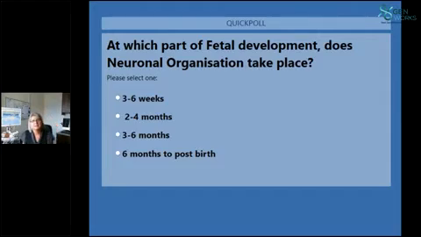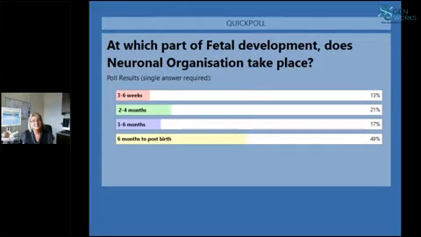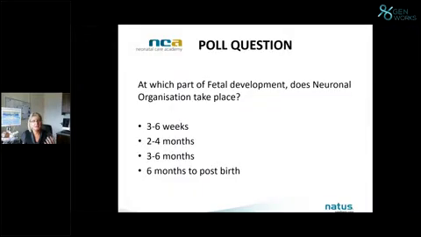So again, I'm going to close the poll for the sake of time and share the results. And actually, if we think back to that slide we just showed, it is 6 months to post-birth when most of the organisation is actually taking place. So half of you really got that correct, so well done.